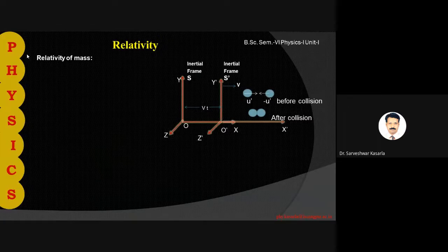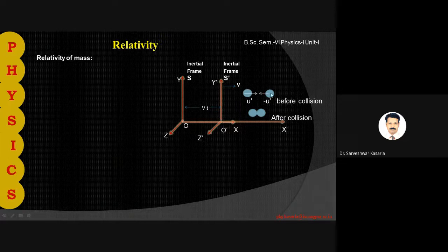So here today we'll see the variation of mass with the motion of the observer. That is, we are going to derive an expression for the relativistic mass. So for that, consider the diagram where two masses m1 and m2 are colliding with each other.